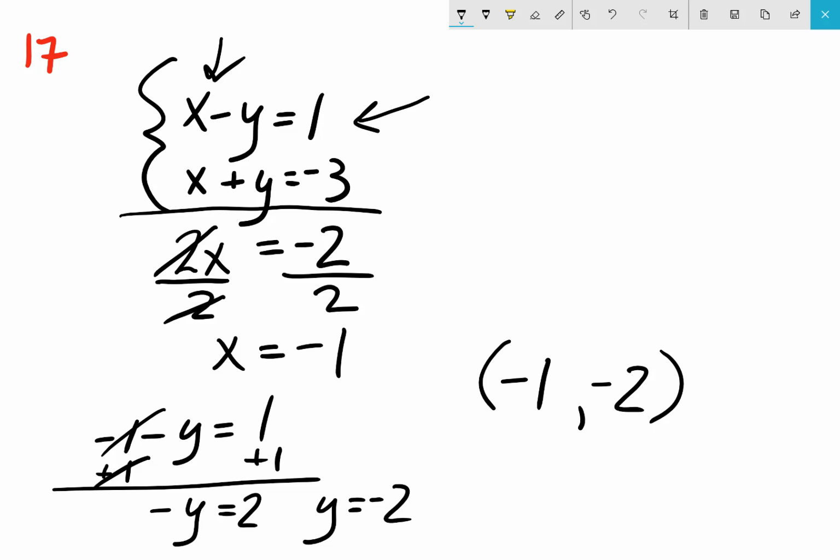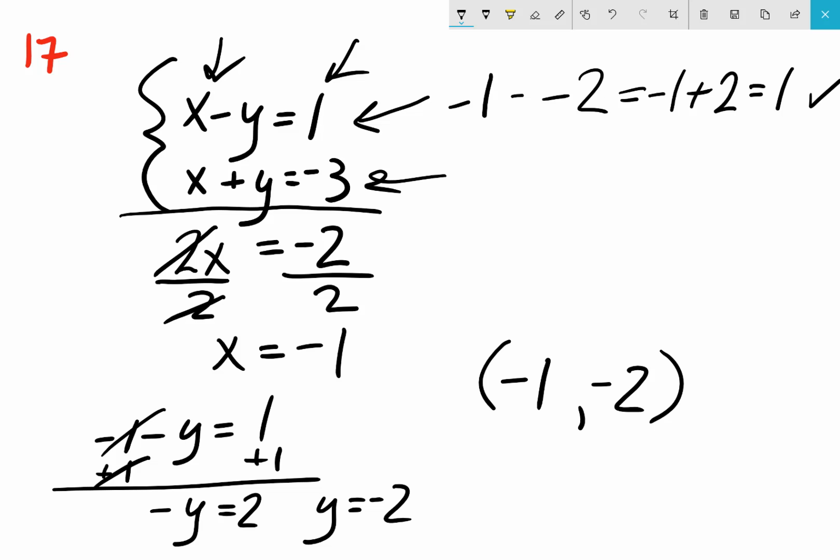Check it in the first one. -1 for x minus -2 for y. That's supposed to equal 1. -1 minus -2 is -1 plus +2, which is 1. And that's what it's supposed to be. So that works. Plug it into the second equation.